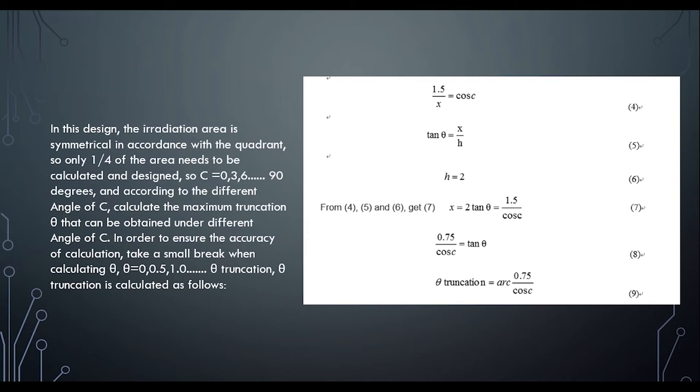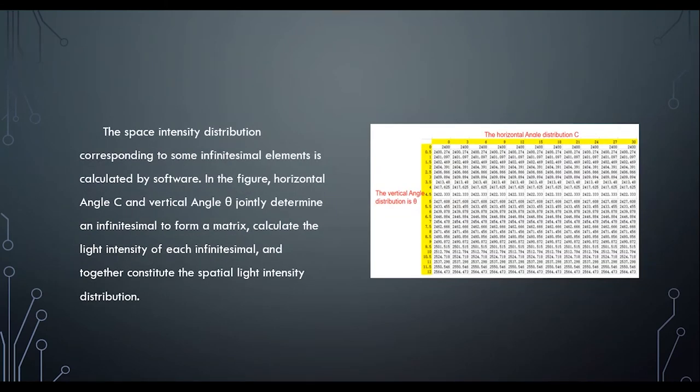In order to ensure the accuracy of collection, take a small interval when collecting, set to 0.5, 1.0. The C junction is collected as follows. This is the distribution of the corresponding infinite elements, counted by software. In this figure, horizontal angle C and vertical angle Z jointly determine an infinite element to form a matrix that collects the light intensity of each element, and together they constitute the spatial light intensity distribution.